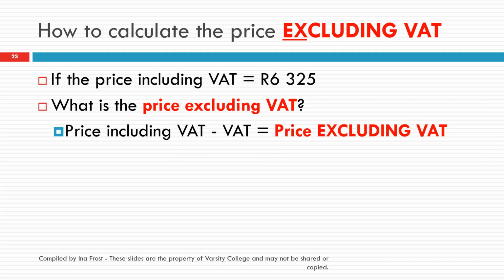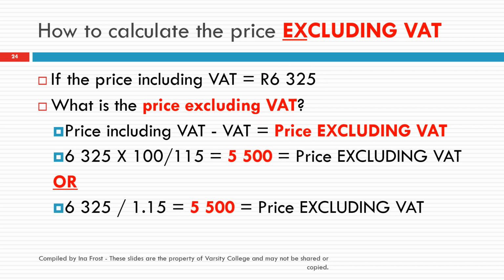Okay, so let's come back to our amount. We said the 6,325 rands was the price including VAT, and we wanted to get to the price excluding VAT. To do that, we are going to divide by 1.15, and that gives us a price excluding VAT of 5,500 rands.